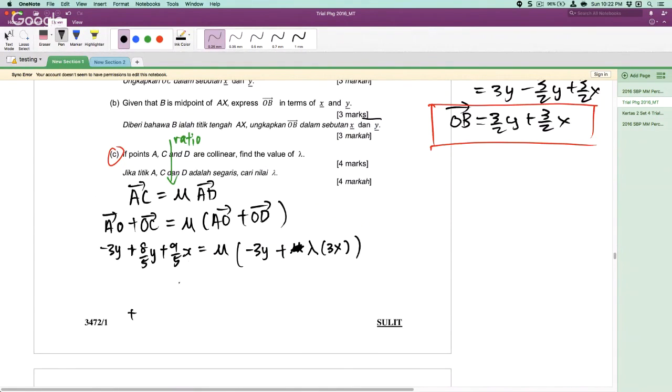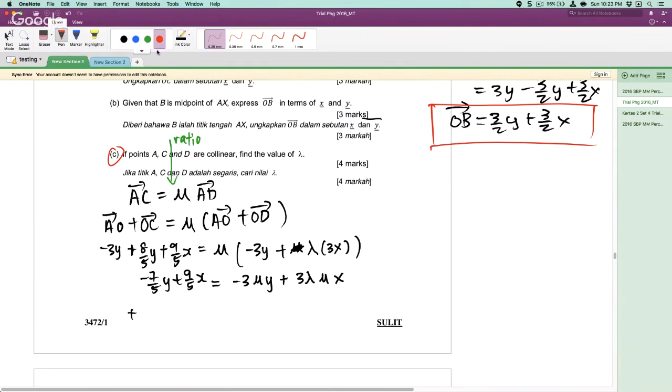Okay, so what I will do is solve the x with the x. This one should be negative 15, which will be negative 7 over 5y plus 9 over 5x. Then the mu I will multiply into both here. So it equals negative 3 mu y, and then this one plus 3 lambda mu x.